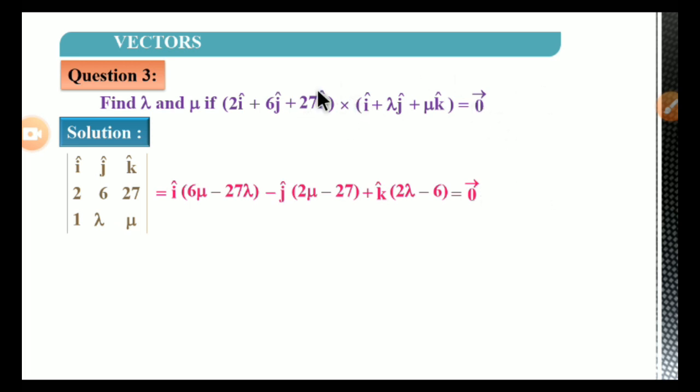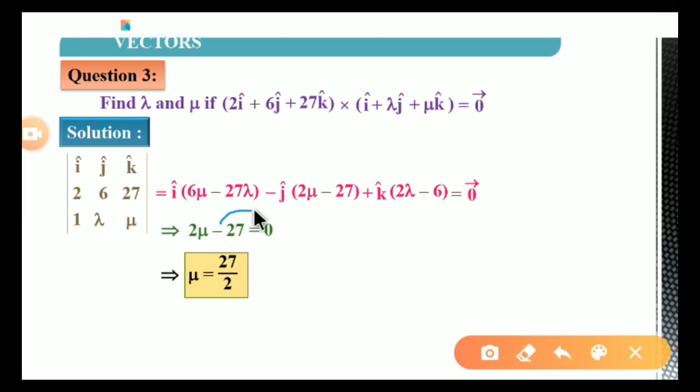See here, it is the given data. So this cross product is the 0 vector, which means this simplified form is also equal to the 0 vector. So the components of this 0 vector are all 0. The first component is equal to 0. Now we can get the value of mu, because 2 mu minus 27 is equal to 0. We can transfer this side, it becomes plus 27, and later we can divide by 2, so it becomes 27 by 2.